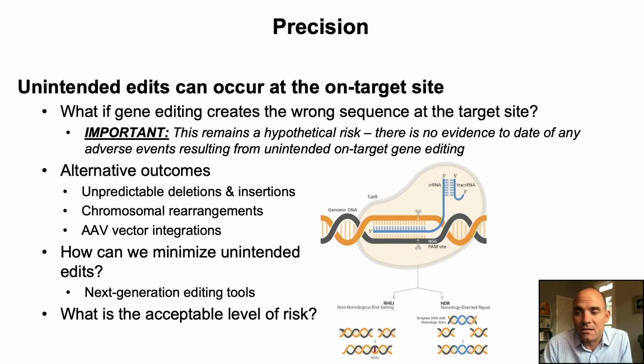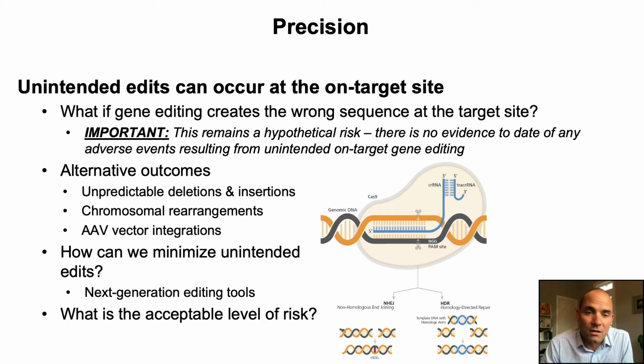And the reality is that almost all of these technologies, while they largely create the intended edit in the dystrophin gene that we're looking for, many of them have the potential to generate other types of edits at the on-target site. And it's one of the things that the field is grappling with, understanding what the consequences are of what we call those unintended edits. Again, I want to underscore importantly that this remains a hypothetical risk. There is no evidence to date that any of these other types of modifications to the dystrophin gene could cause any type of adverse event.